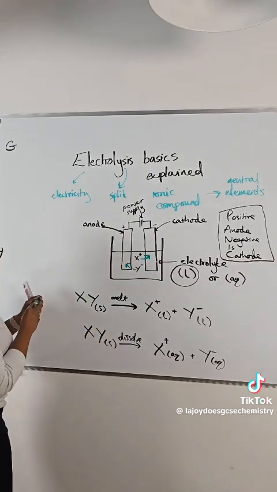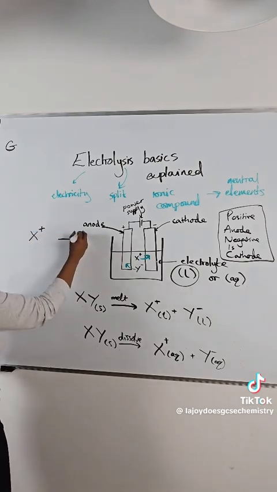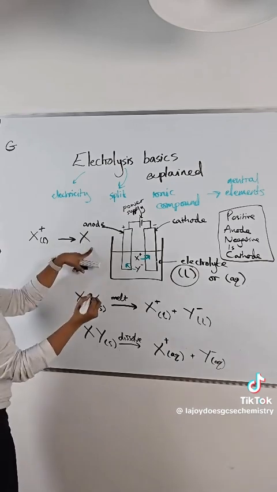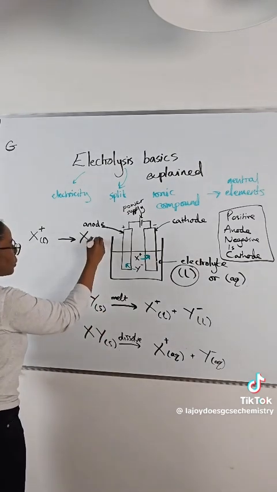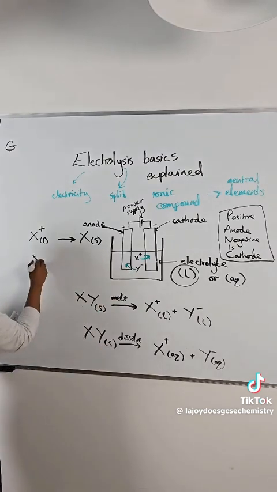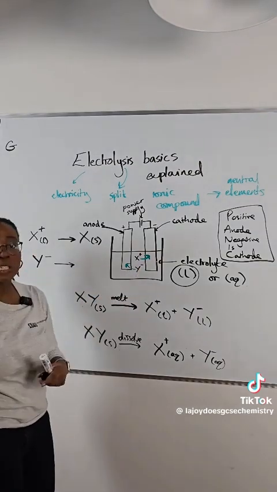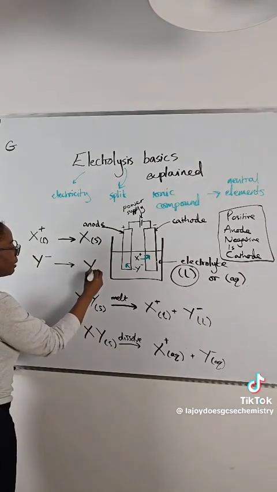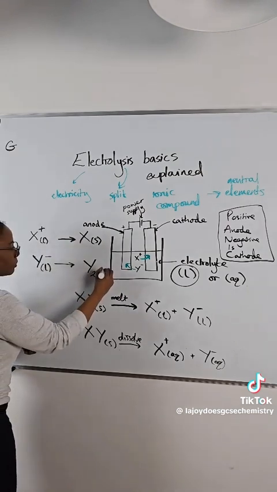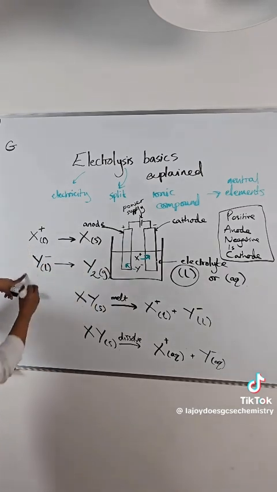So our X+ is going to form just X. So we've gone from our ion to our element. That could be solid, liquid, or gas. It will typically be a solid because positive ions are usually metal ions. And then Y- will form its element, which, because negative ions are usually non-metals, would give us a diatomic molecule. And they're forming their elements from their ions.